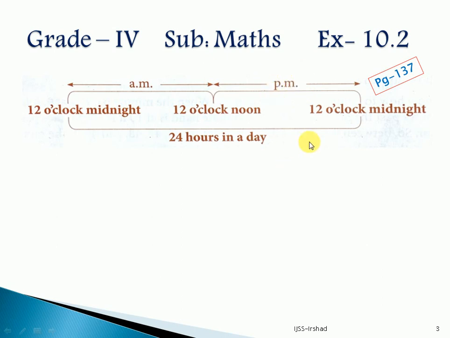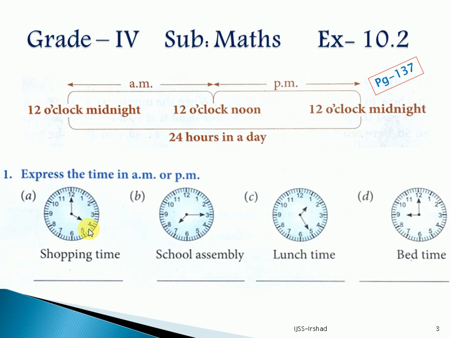Let's move to question number 1. In this question, they are saying express the time in AM or PM. The clock is showing time, and with the clock you have some clue also, like here shopping time. The clock is showing 4 o'clock. So 4 o'clock comes 2 times on a clock. One time while we all are sleeping, and the other time in the afternoon. So obviously for shopping we will go in the afternoon. So this 4 o'clock means after 12 noon. So we can use PM here.